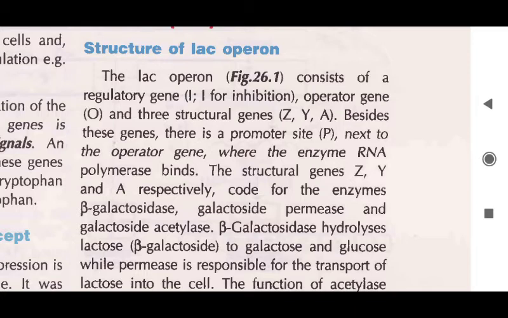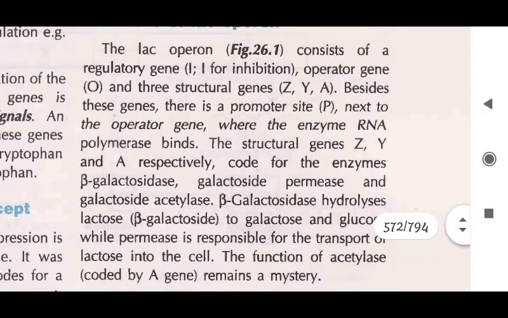The structural genes Z, Y, and A respectively code for the enzymes beta galactosidase, galactoside permease, and galactoside acetylase. Normally, beta galactosidase hydrolyzes the lactose if present in the medium and breaks down this lactose to form galactose and glucose, while galactoside permease is responsible for transport of lactose into the cell.